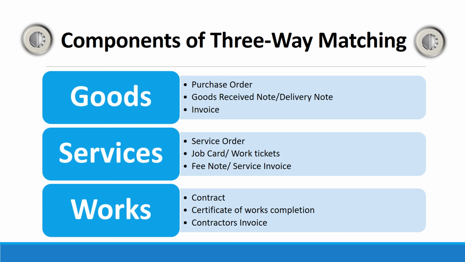In case of payment for goods, the components for three-way matching are purchase order, goods received note or delivery note, and invoice. In case of payment for services, the components of three-way matching are service order, job card or work ticket, and fee note or service invoice. Lastly, in case of payment for works, the components of three-way matching are the contract, the certificate of work completion, and the contractor's invoice. When making payment for goods, services, or works, the entity should ensure that the payment voucher is always supported by the components of three-way matching.